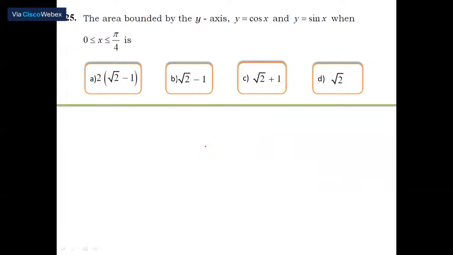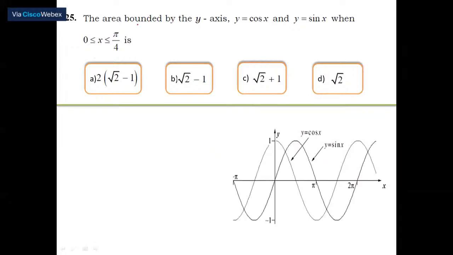Here they have asked us to find the area bounded by y equals cos x. This is our cos x curve, and y equals sin x. Since it is sin x, it passes through the origin. This is our curve y equals sin x, and the y-axis, where x varies from 0 to pi by 4. Now, first let us find the point of intersection of y is equal to cos x and y is equal to sin x.